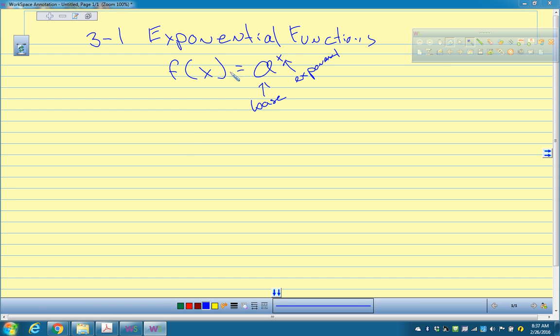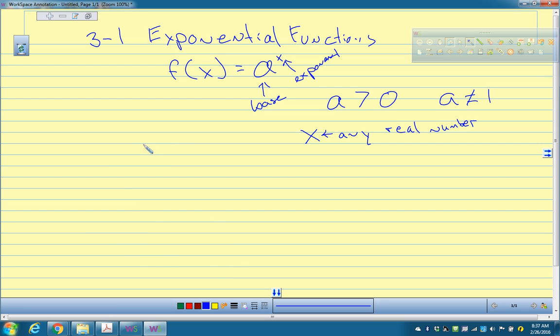Okay? So something of the form f of x equals a to the x is called an exponential function. This number down here is called the base, and this thing here is called the exponent. A has to be a number greater than zero, and A can't be equal to 1. A is not equal to 1, otherwise it doesn't make an exponential function. x can be any real number, and depending on what x is, that kind of determines the shape of your exponential function.